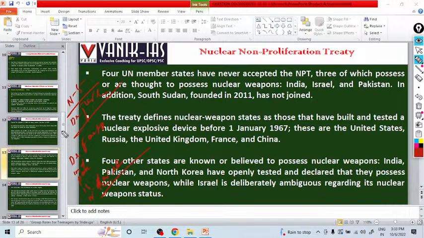Among these, India, Pakistan, and North Korea have tested, and Israel is very skeptical, very ambiguous about its nuclear weapon position. But still everyone knows that Israel has sophisticated nuclear weapons with the support of America. Fine.